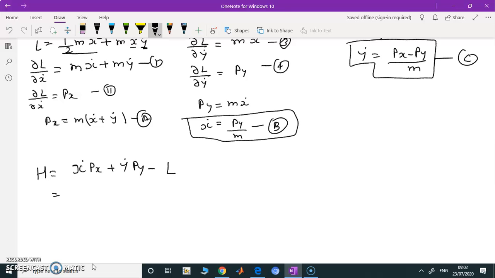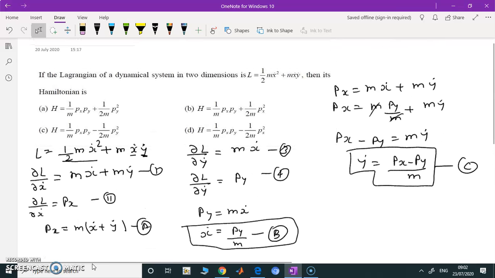So x dot, what is x dot? py by m, and px is already there. So px py by m plus y dot. Y dot is what? px minus py by m, and py is already there, minus L. So our Lagrangian is here. This is our Lagrangian. We'll put our values of x dot and y dot there, and we'll see what we are getting.